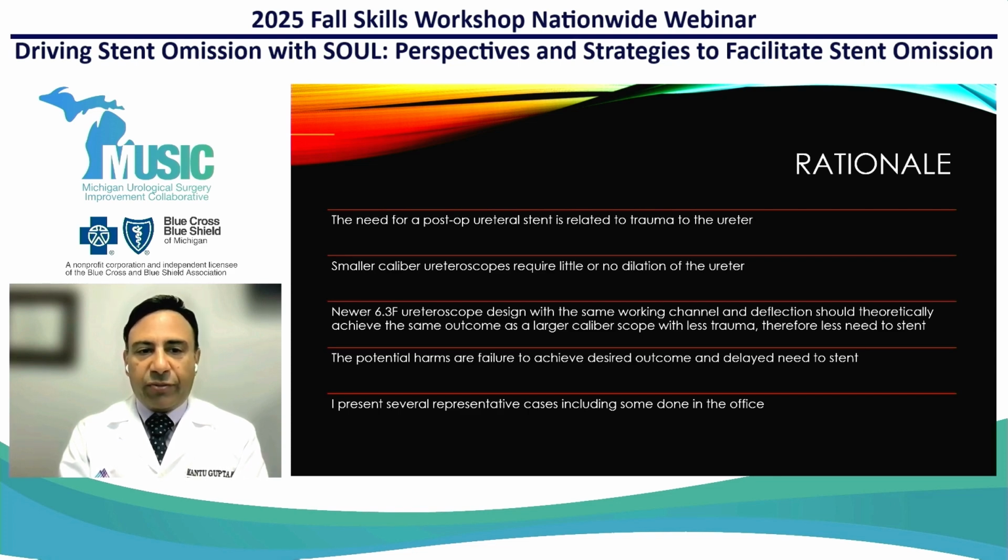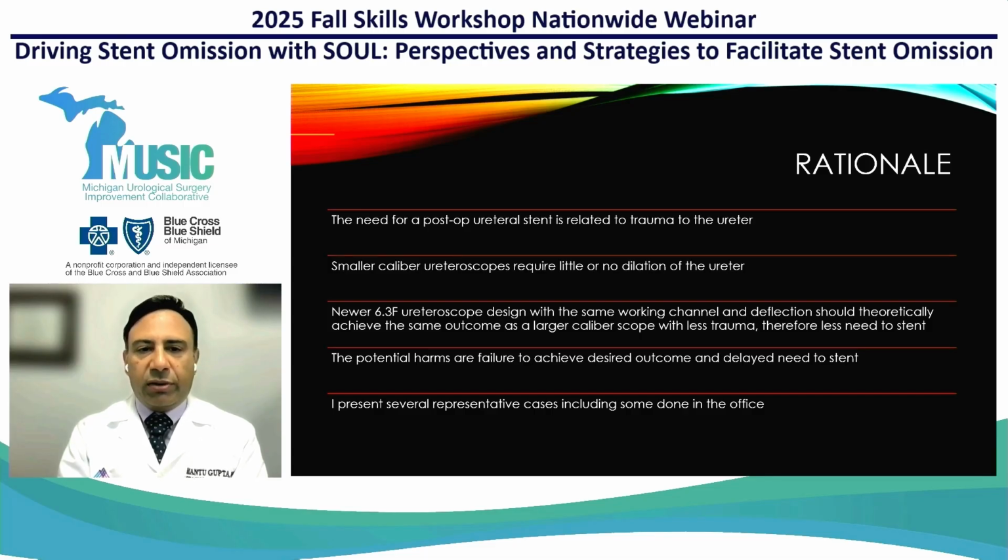The newer 6.3 French ureteroscope design has the same working channel and deflection abilities, and so it should allow us to achieve the same surgery we're doing with the larger caliber scope, just with less trauma, therefore less need for a stent. Potential harms, of course, of any new device are failure to achieve the desired outcome and the delayed need to stent in certain situations.